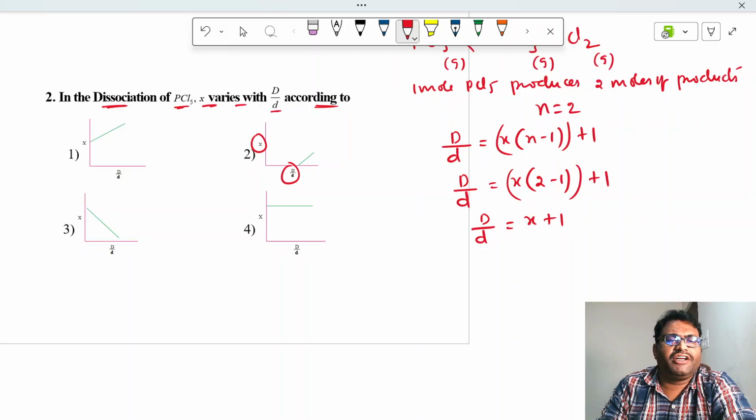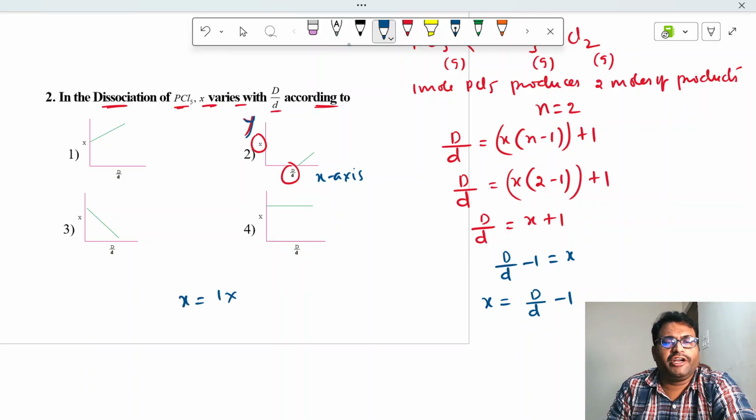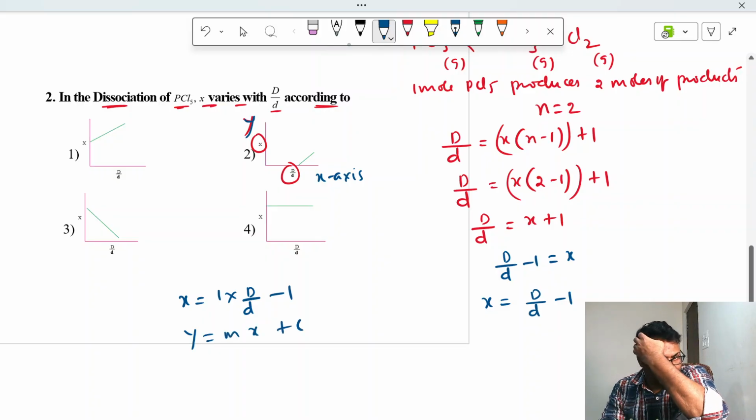On the y-axis, what did we take? Let us consider this as the y-axis and this as the x-axis. Then I can write D by d minus 1 is equal to x, or x is equal to D by d minus 1, or x is equal to 1 into (D by d) minus 1. This is of the form y is equal to mx plus c.